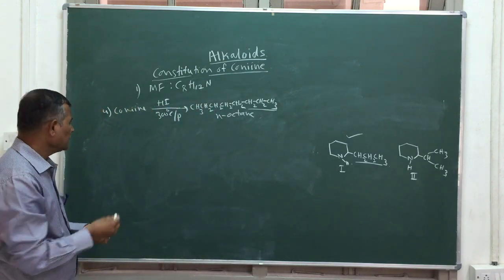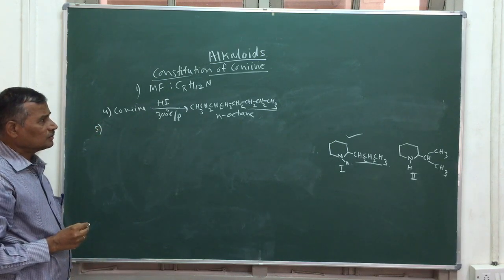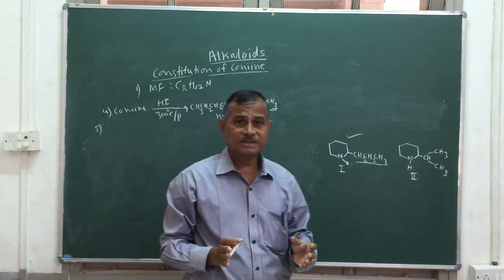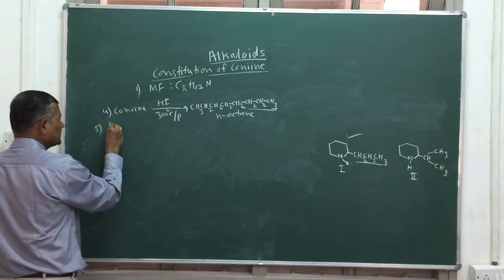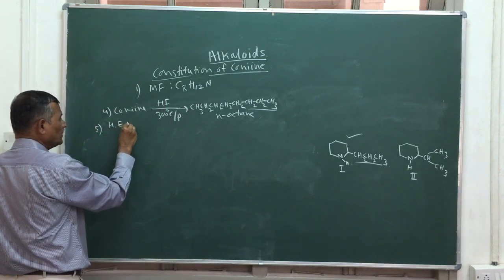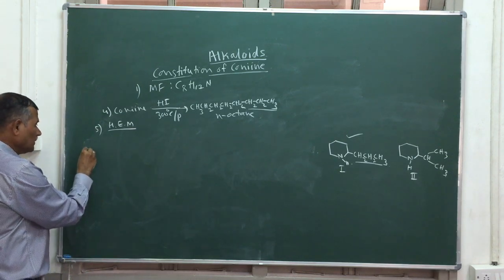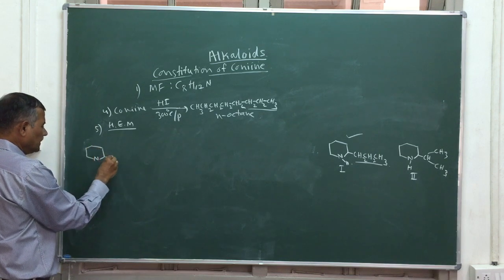Then another piece of evidence, to confirm structure 1, is that we go again for Hofmann's exhaustive methylation, which we have already discussed. In that, you take structure 1 and we confirm. Okay, start with structure 1.